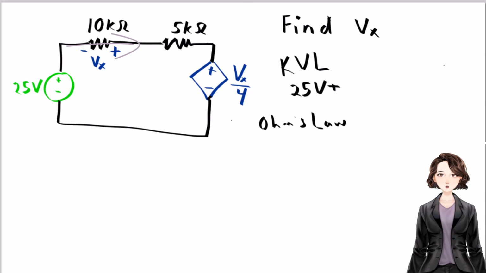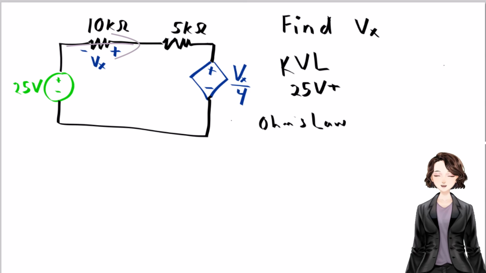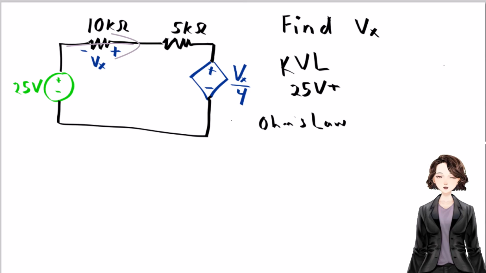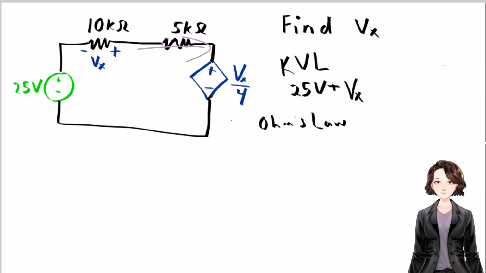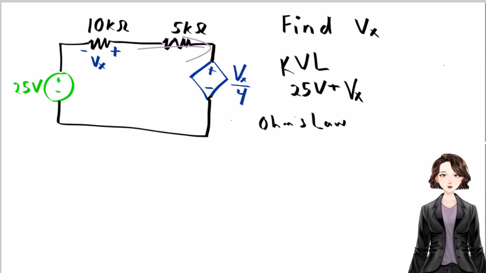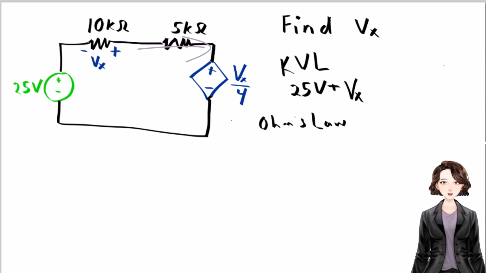So I'm going to use Vx here, and the polarity is drawn here. So we're stepping from this voltage to a higher voltage. So that's going to add the same direction as this voltage source. So we're going to be adding Vx here. Okay. Now we're going to go to this resistor, and we don't have a default polarity drawn here.